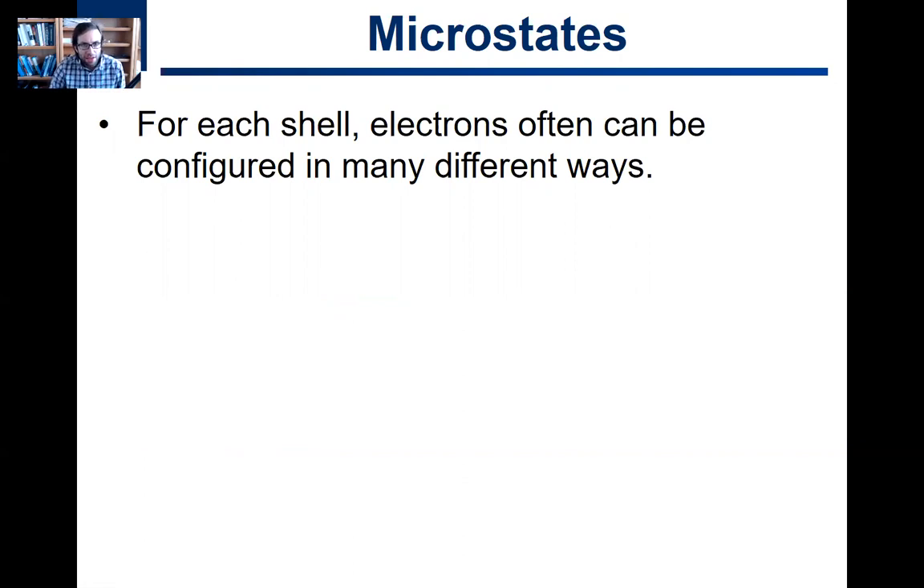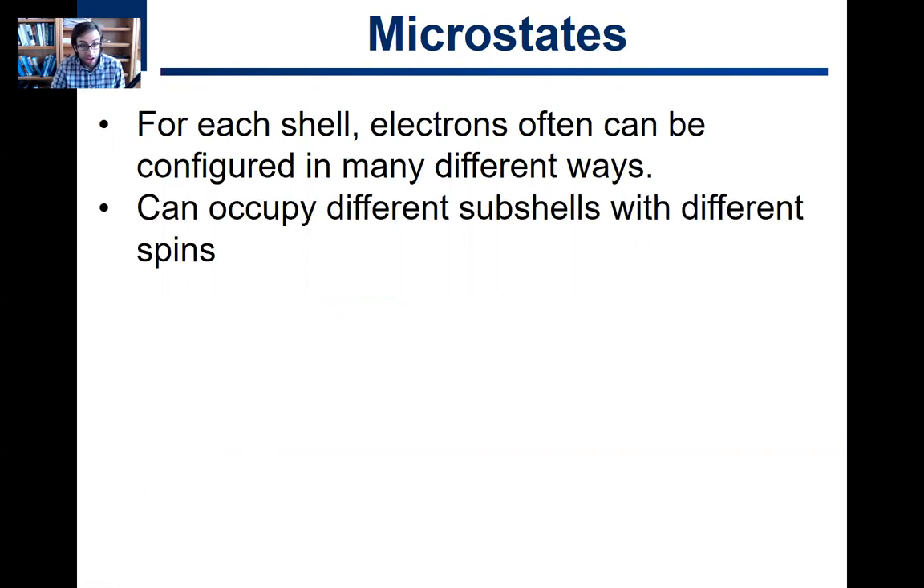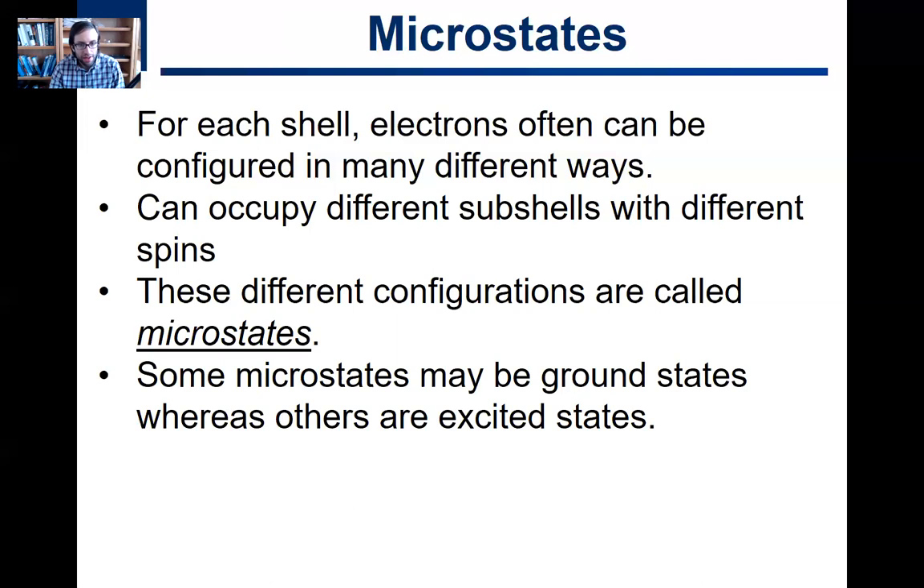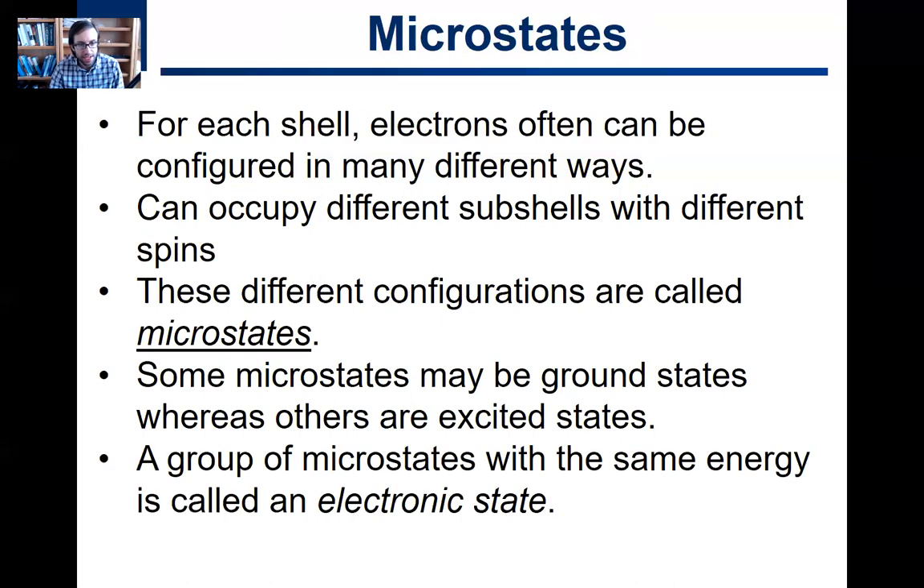Now what we have to do is introduce the concept of a microstate. The idea of a microstate is that in each shell, electrons can be configured in many different ways. They can occupy different subshells and with different spins. The specific combination of the subshell that they're operating in and the spin that they have is called a microstate. Some microstates can be ground microstates, whereas others can be excited states. And a group of microstates with the same energy is called an electronic state.